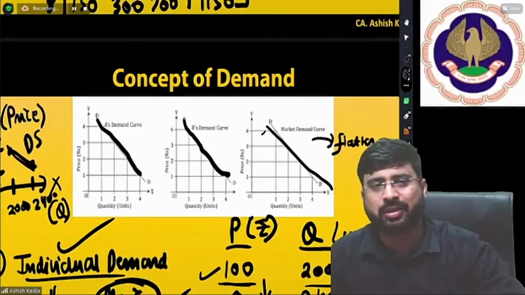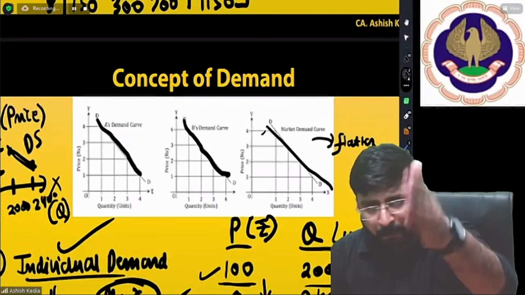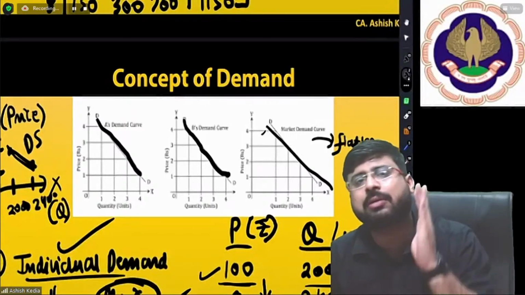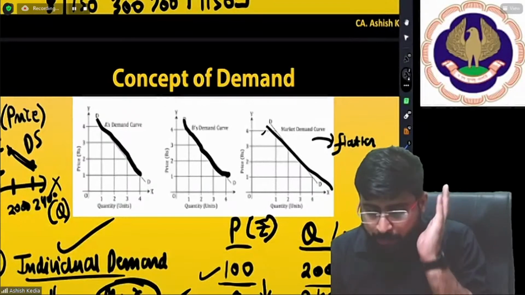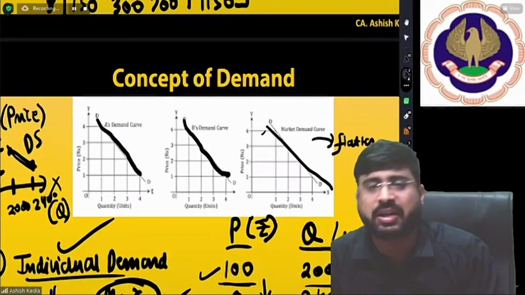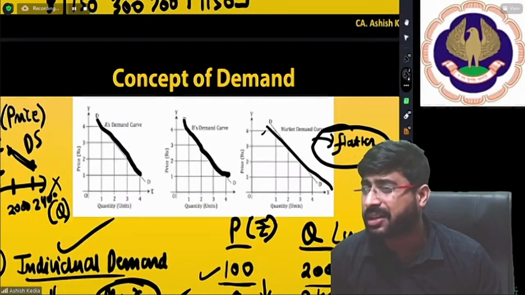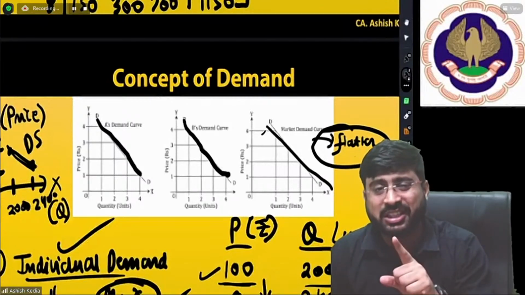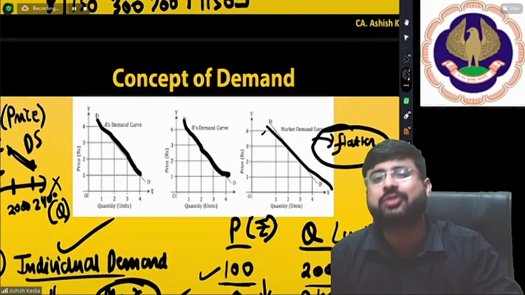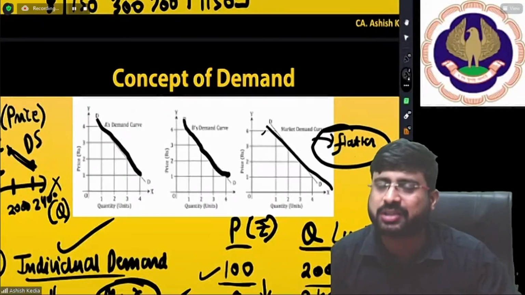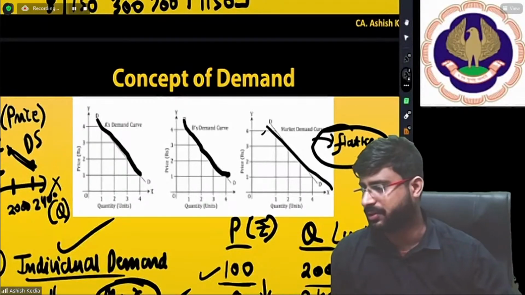Nobody will ask you the reason, it's MCQ based. But what I'm trying to tell you is that when they ask you about market demand, please remember it's relatively flatter. The market demand curve is relatively flatter because it is taking into consideration the demand of all the consumers.